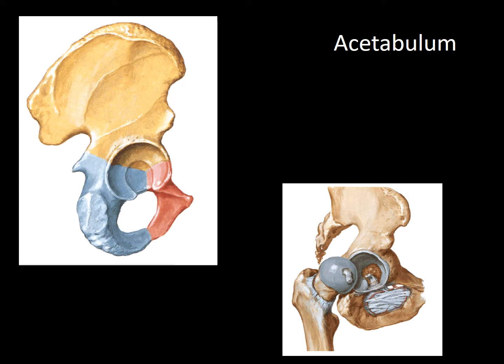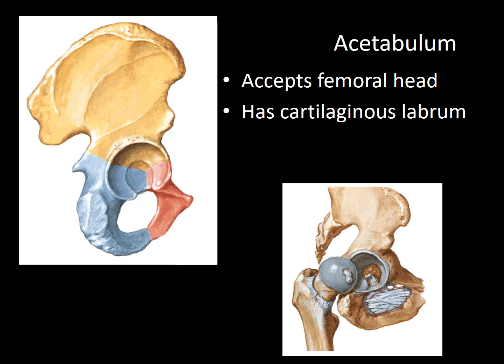The major feature that you see first when you look at one of the os coxae is the acetabulum, which is this circular feature here that forms part of the hip joint. It accepts the femoral head, and it has a cartilaginous labrum like the shoulder joint to help deepen this pocket so that the femoral head can sit more snugly in there. So here's the cartilaginous lip or labrum here.